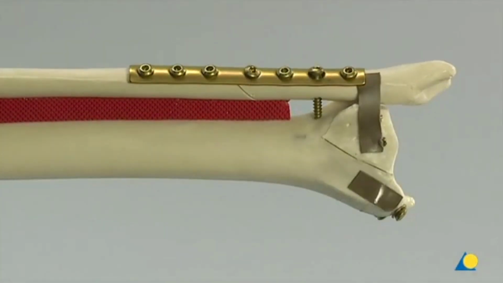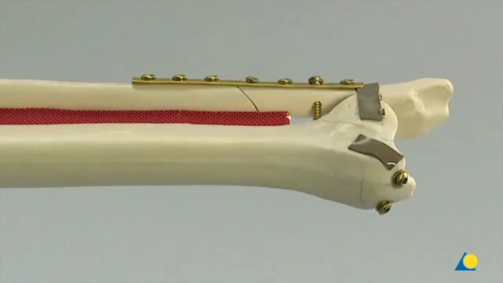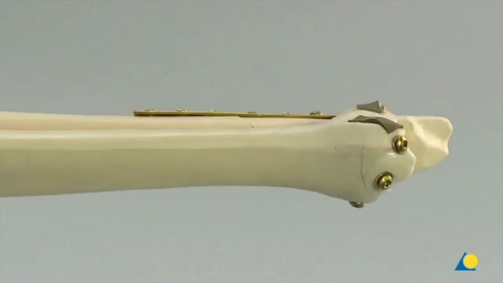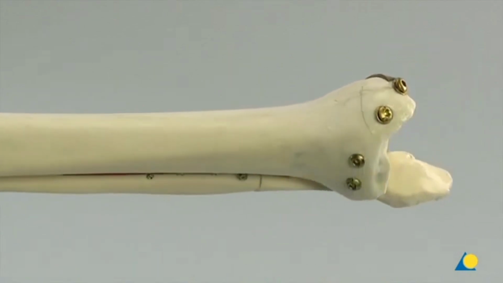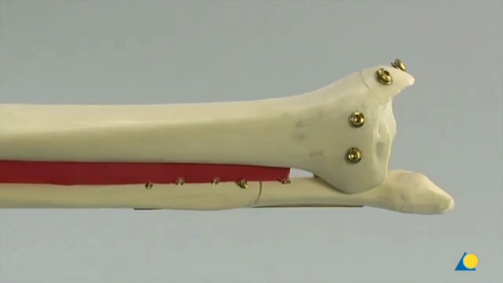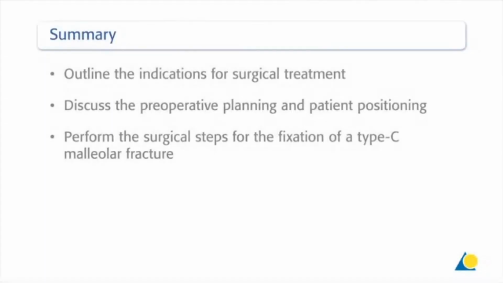Here we can see the positioning screw parallel to the joint, the lag screw fixation at the medial malleolus, and the posterior malleolar fragment with screws inserted from anterior. You should now be able to outline the indications for surgical treatment, discuss the preoperative planning and patient positioning, and perform the surgical steps used for the fixation of a type C malleolar fracture.